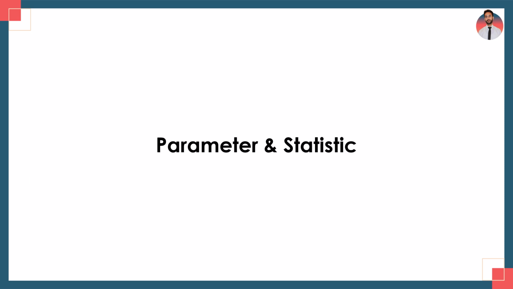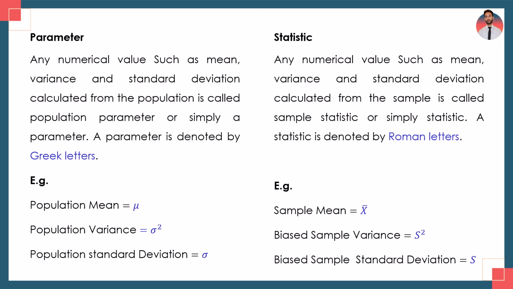Now in the second point I will discuss the important terms parameter and statistic. The term parameter: any numerical value such as mean, variance, and standard deviation calculated from the population is called a population parameter or simply a parameter. A parameter is denoted by Greek letters. For example, the population mean is denoted by the Greek letter mu. Population variance is denoted by sigma square, and population standard deviation is denoted by sigma.